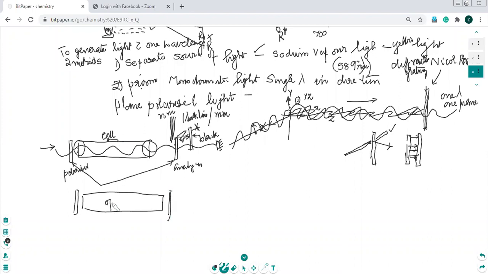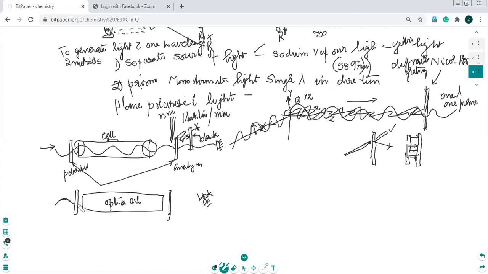Now you have put the optically active substance. Now pass light through this. Again, the light will enter. But if you look now from here, you will see black. That means you are not able to see the light which you were seeing initially when it was water. That means the plane has changed.